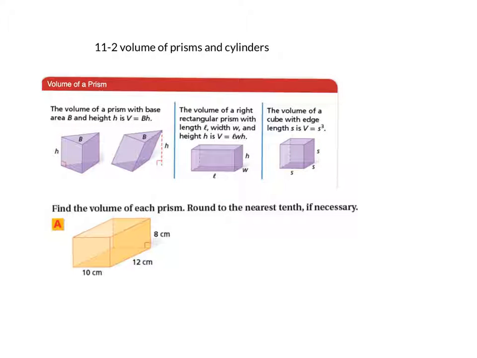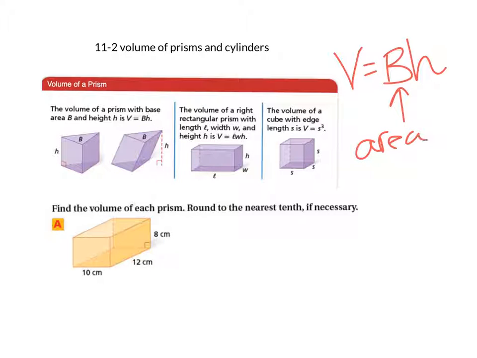11-2 is volumes of prisms and cylinders. So for prisms and cylinders, it basically has the same formula for volume. Volume equals capital BH. Capital B stands for area of the base.